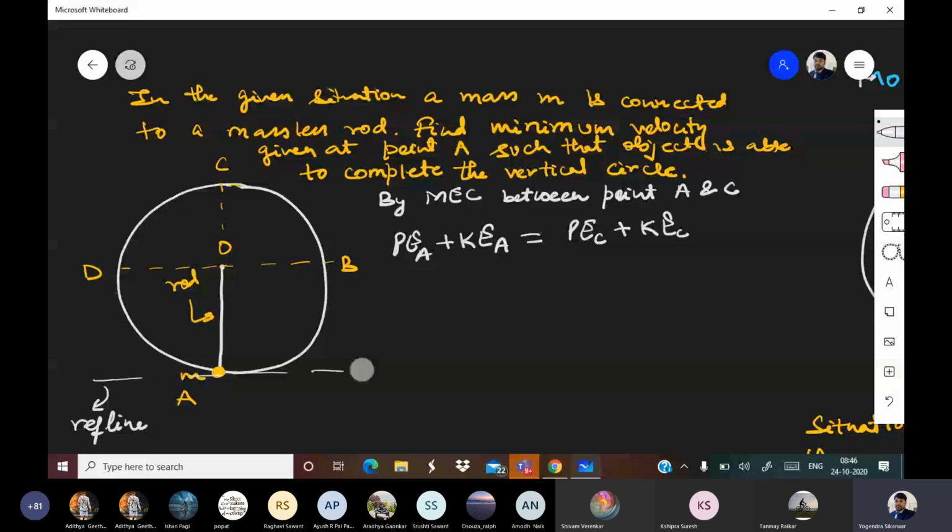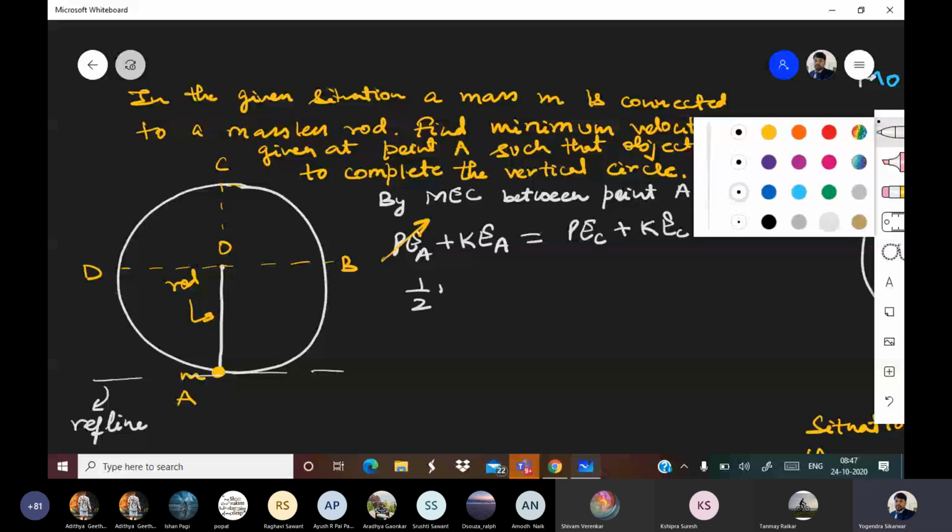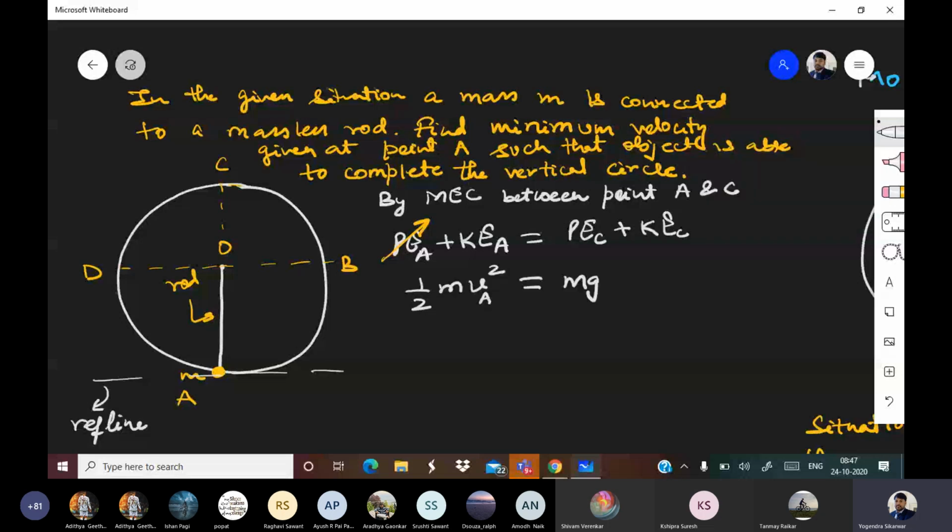So what we can do, PEA will be 0, KEA is half MVA square. So half MVA square is equal to PEC, which will be mg into h, that is 2r, plus KEC, that will be half MVC square. So first of all, what you can notice is that these m can be cancelled.